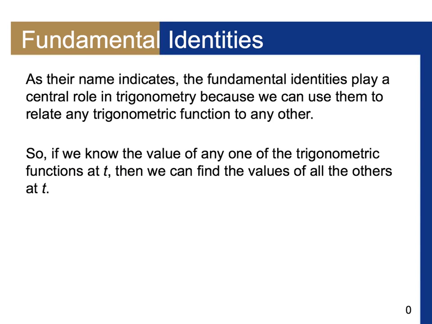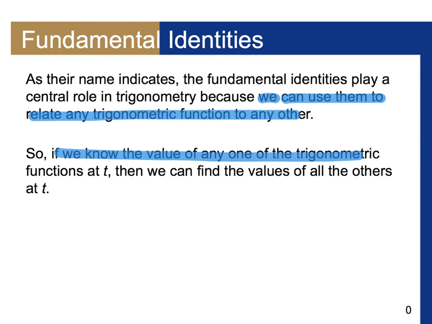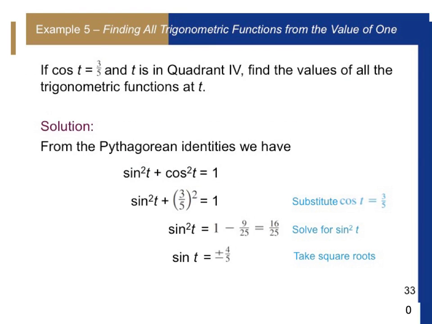These are important because we can use them to relate any trigonometric function to any other. If we know the value of any one of the trig functions at t, then we can find the values of all the others at t. So we only need one trig function to find the others, basically. For example, let's say we know cosine of t is 3/5 and t is in quadrant 4. That would mean our sine would be negative, right?